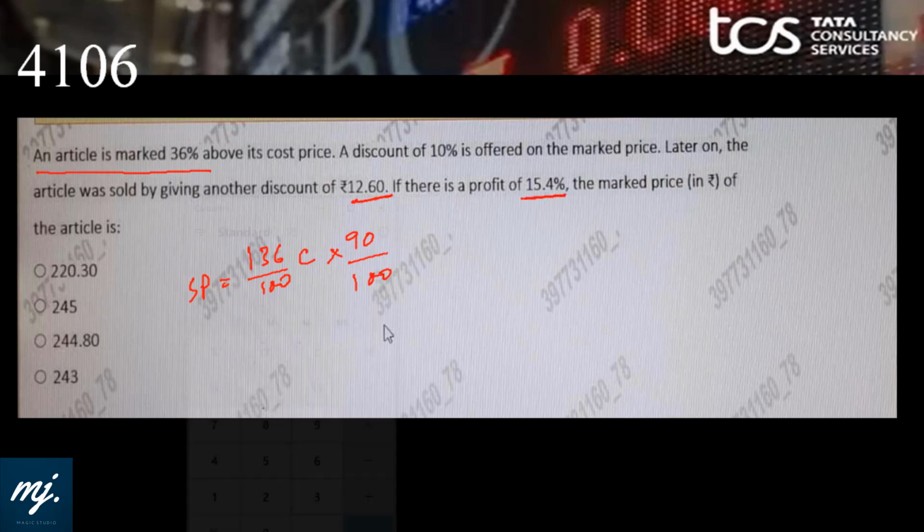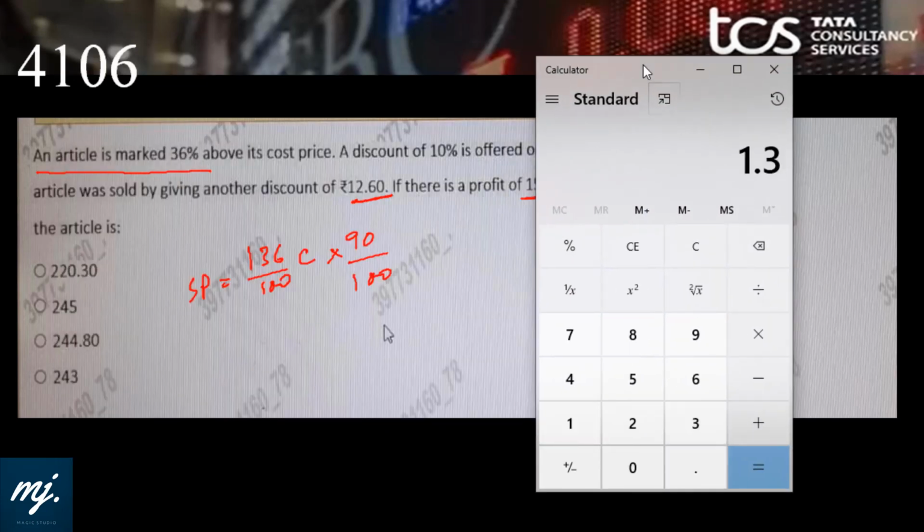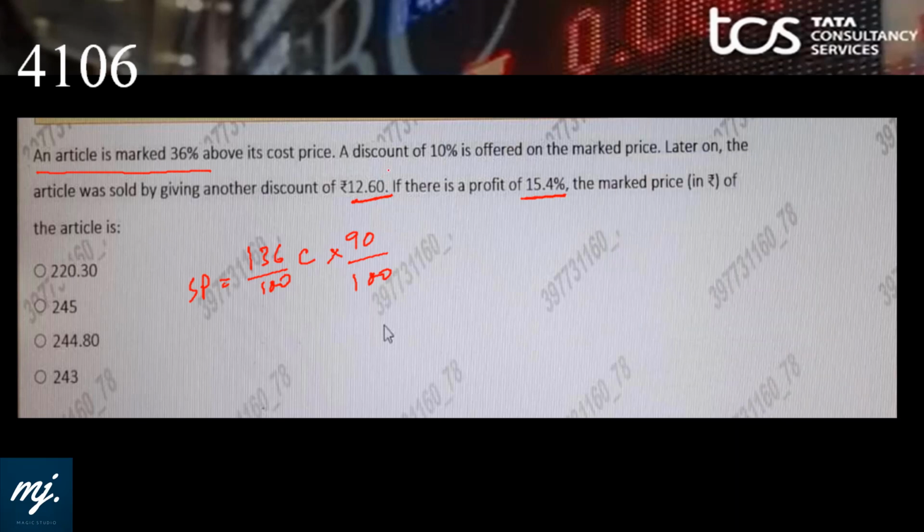First of all, let us calculate how much this is. 1.36 into 0.9 recovery is actually 1.224. So the selling price is actually 22.4% above the cost price and the profit is 15.4%. So 1.224 minus 1.154 is 0.07, that is 7%. So this amount of discount is nothing but 7% of the cost price. So 7% of the cost price is 12.60.